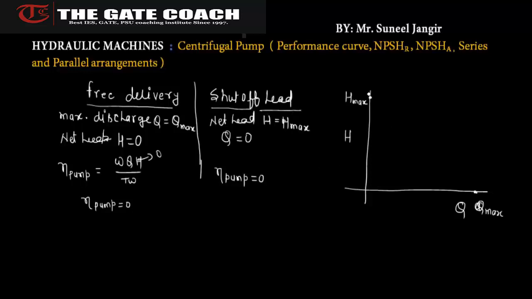Now, this combination, where here is the shut off head and here is the free delivery, will join the line like that. So this is the condition. Obviously, as at these 2 points the efficiency is going to be 0, the maximum efficiency will occur between these 2 points. Again, I'm saying the maximum efficiency will occur between these 2 points. This is shut off head and this is free delivery. So it will look like this one.